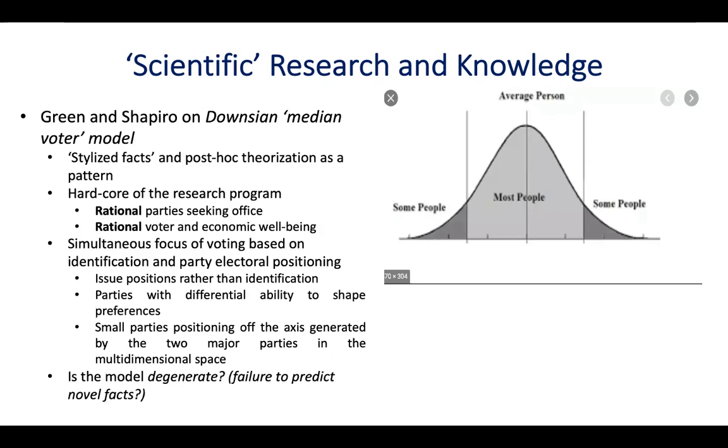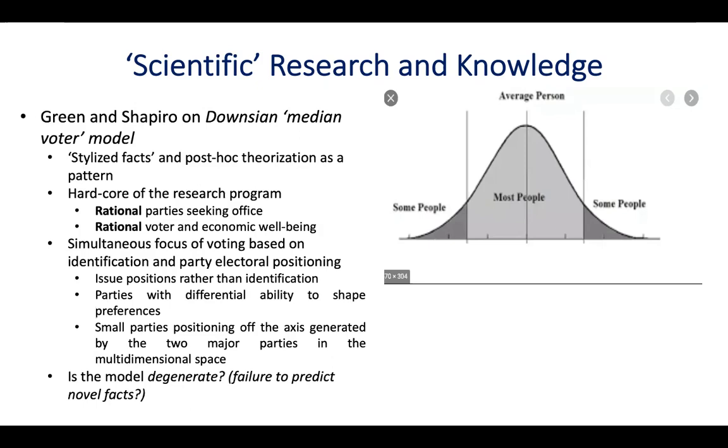So here the model tried to theorize both political parties as rational players. They try to position themselves in this kind of multi-dimensional space in order to attract more voters. And voters as well have some identification with political parties. So that's why they would vote for the party they would affiliate with, or identify themselves with.